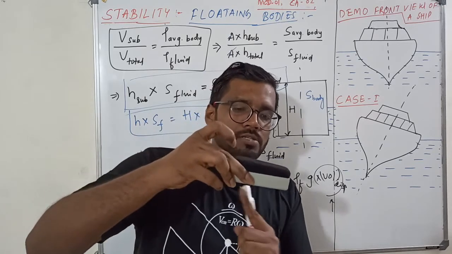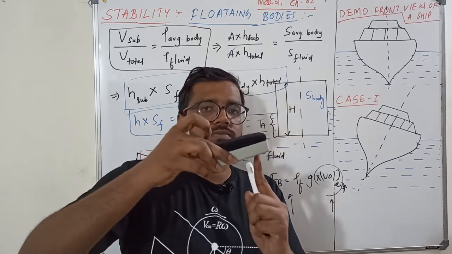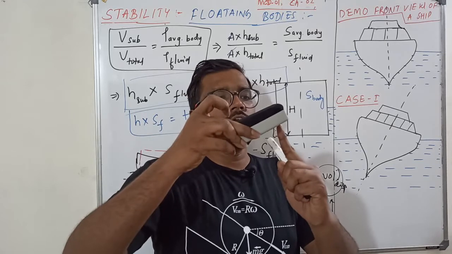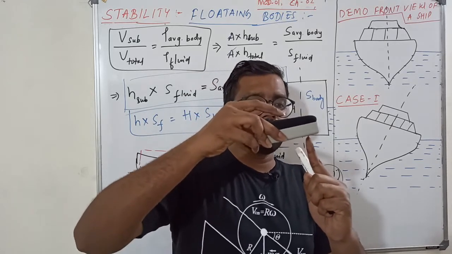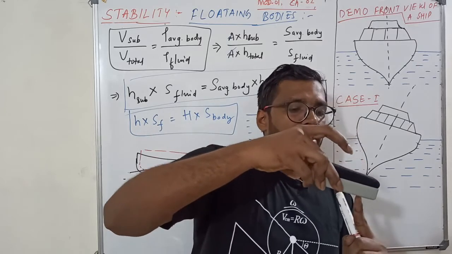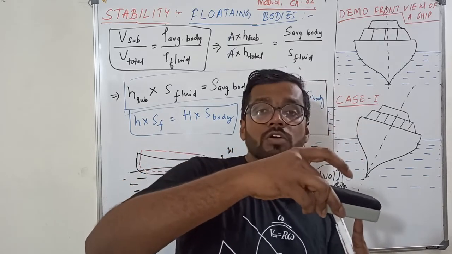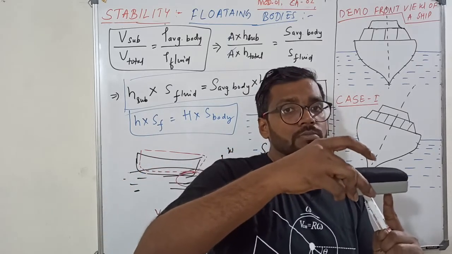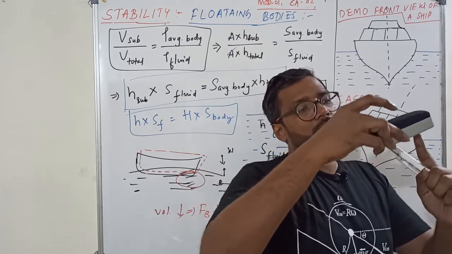More volume displaced, more buoyancy force, so it went up. When it went up, the volume decreased, the buoyancy force decreased, the weight became more, and again it came down. Because it came down, again the volume in contact with water is more. More volume of water means more volume displaced. More volume displaced means more buoyancy force. More buoyancy force means again it came up.